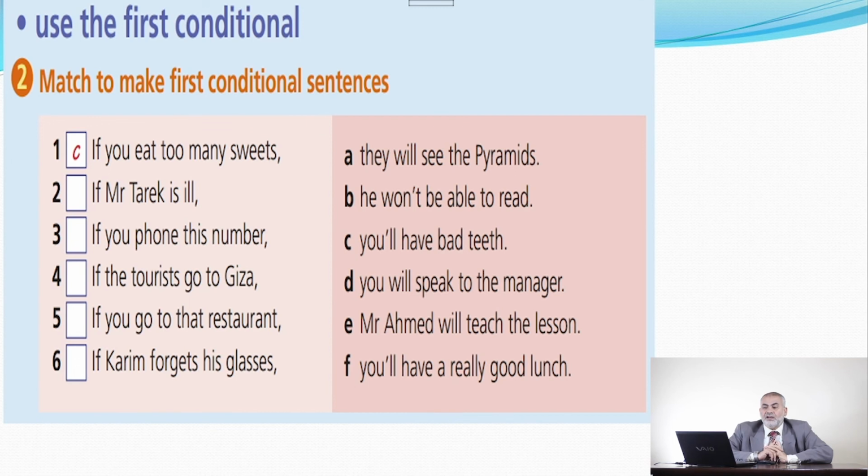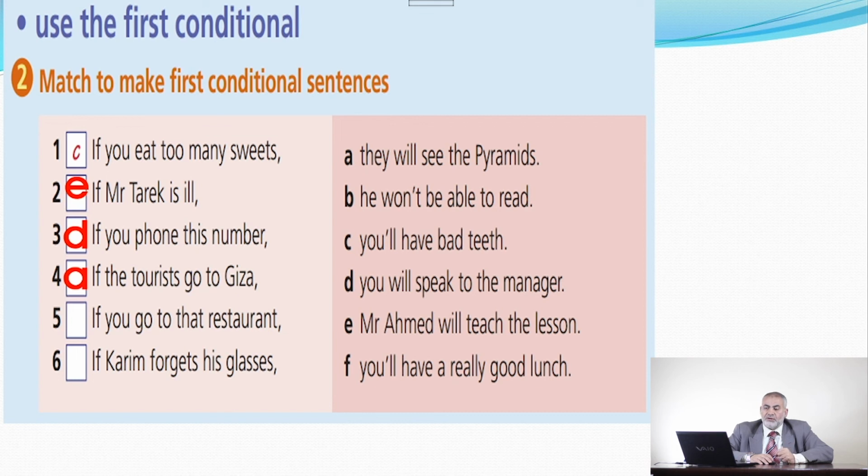Number two, if Mr. Tariq is ill, letter E, what does letter E say? Mr. Ahmed will teach you the lesson. If you phone this number, letter D, you will speak to the manager. Number four, if the tourists go to Giza, letter A, yes, لو راحوا Giza, they will see the pyramids, أكيد.